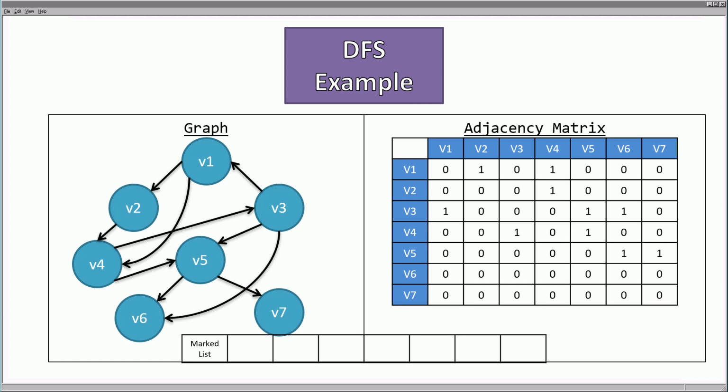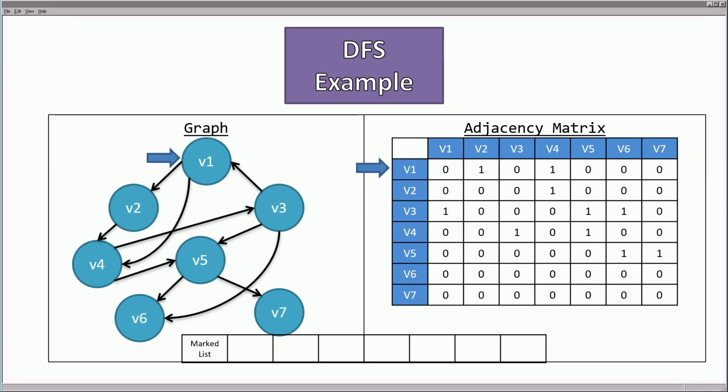Over to the left, we have our graph, and to the right, we have the adjacency matrix representation of the graph. Below that, we have our marked list. Let's assume that we start from vertex v1. If we start here in the graph, we also start here in the adjacency matrix.